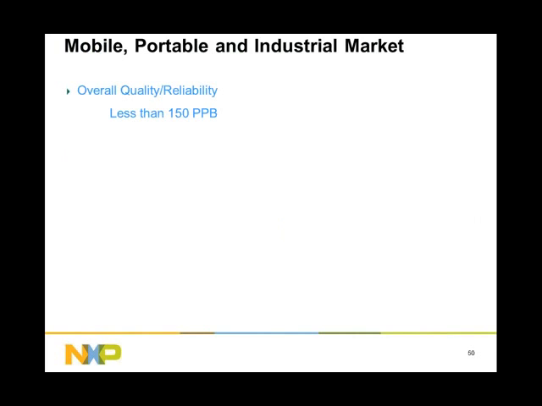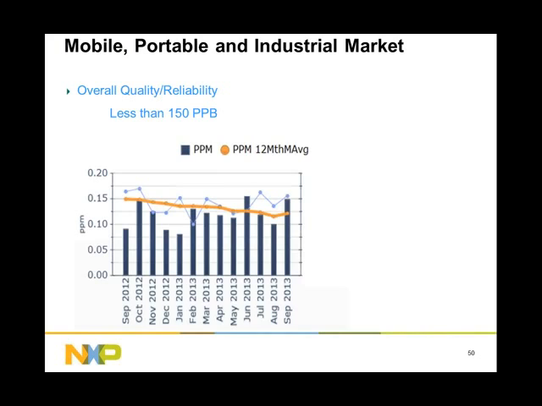The overall quality and reliability of these packages is 150 ppb, and this is over a 1-year period, and you can see that the quality is improving over time. It's now running at about 125 ppb.